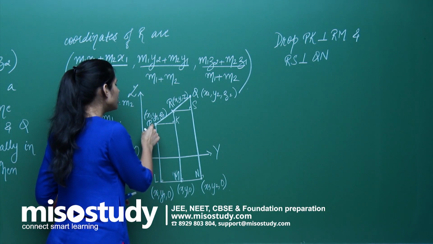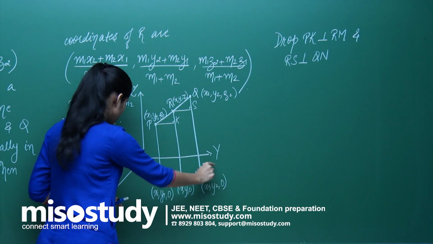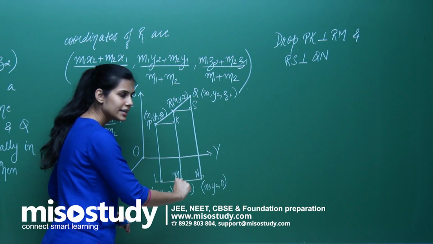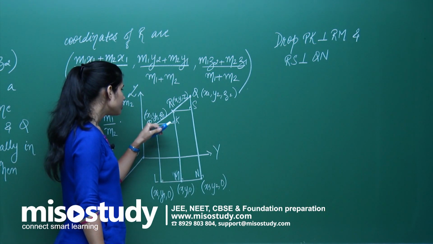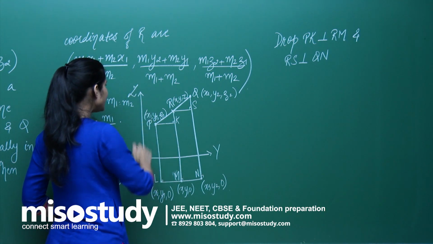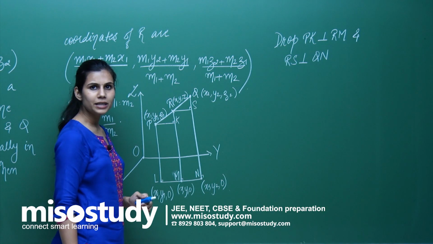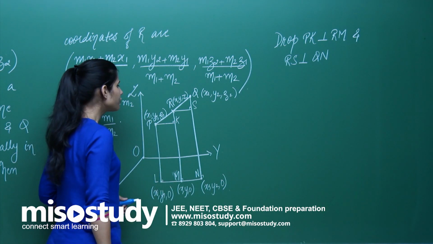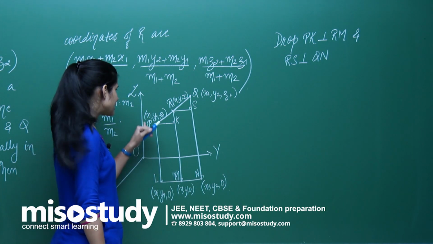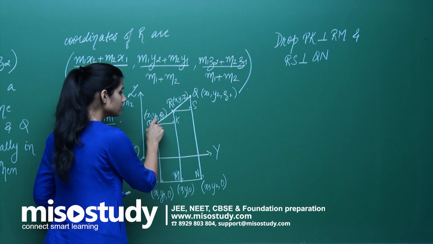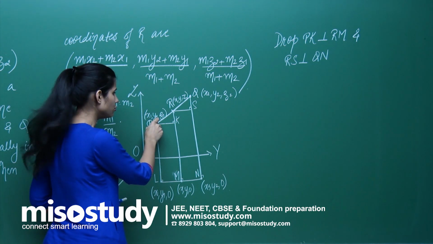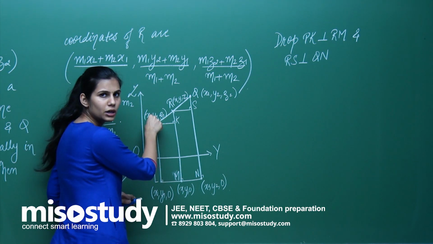The length of the perpendicular drawn from P to the xy plane is equal to the z coordinate of P. The length of the perpendicular drawn from P to the xz plane is the y coordinate of P, and the length of the perpendicular drawn from P to the yz plane is the x coordinate of P. We have done that.